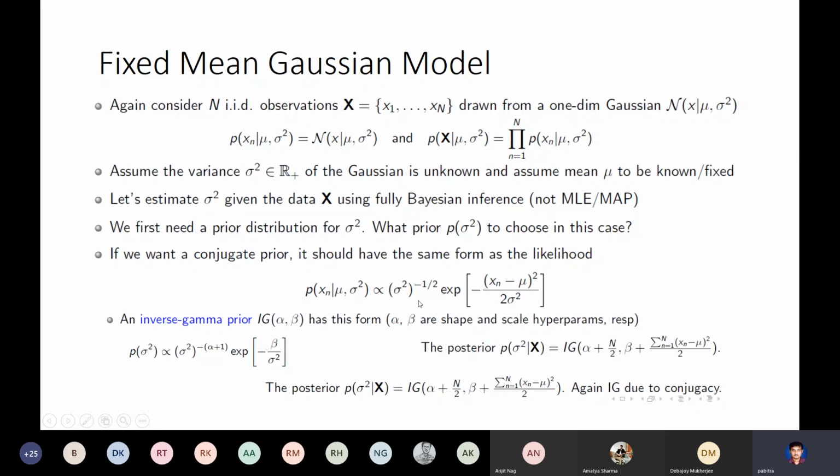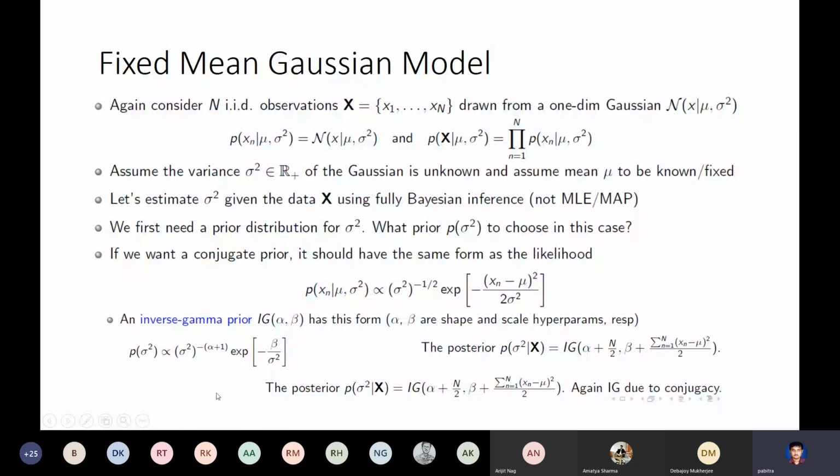Let's say we have a prior, just for example. The prior is now on sigma square. So I don't take a Gaussian prior. I take something called an inverse gamma prior. So this is the inverse gamma prior. Have I written it down? Yes, here is the inverse gamma prior.